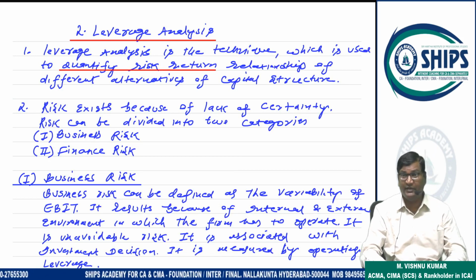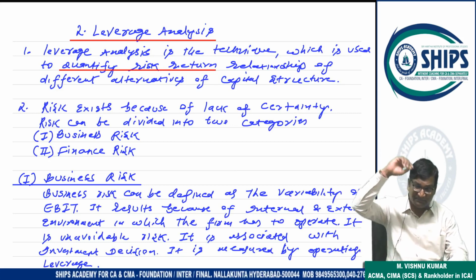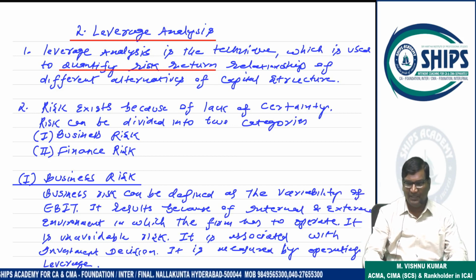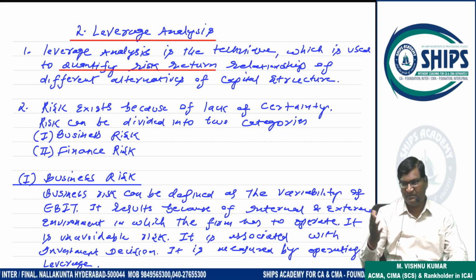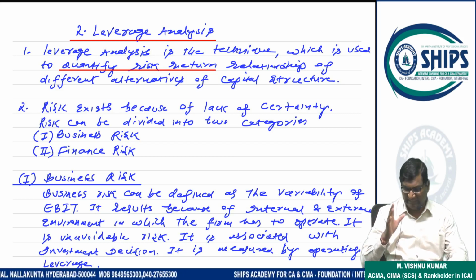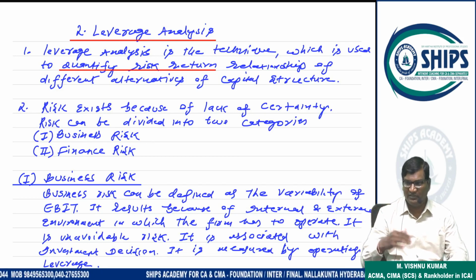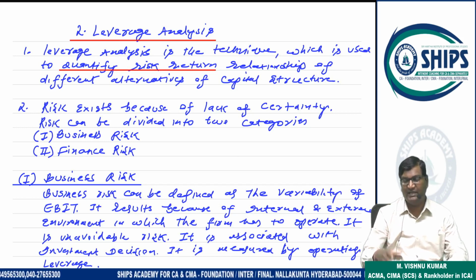Operating leverage is calculated in two different ways. First is contribution by EBIT. Second is percentage change in EBIT by percentage change in sales. The first formula will be used when only one particular data is given. When two different datas are provided, like existing data and proposed data, or present data and proposed data, then change is possible. So whenever there is a change in the data, we can use the second formula, change in EBIT by change in sales formula.